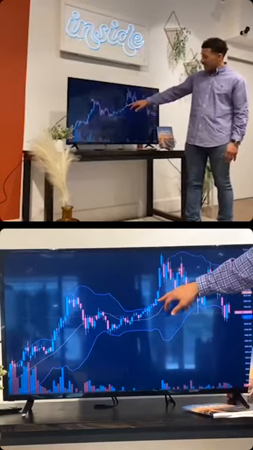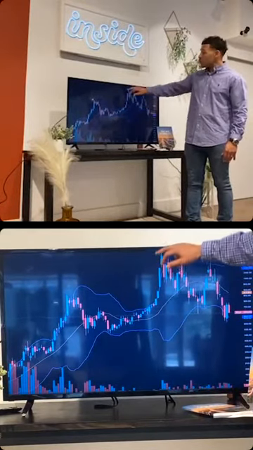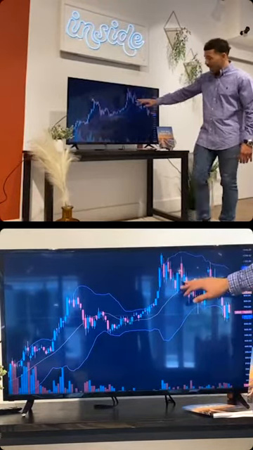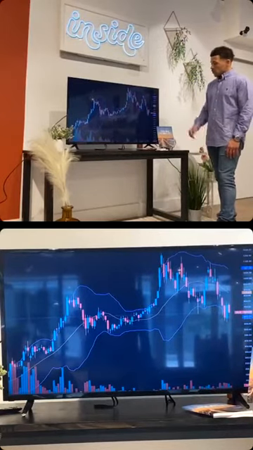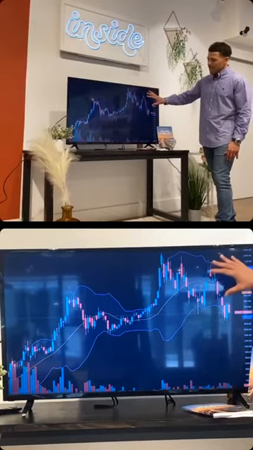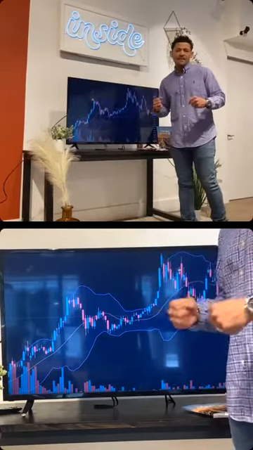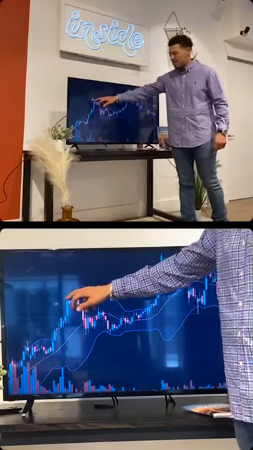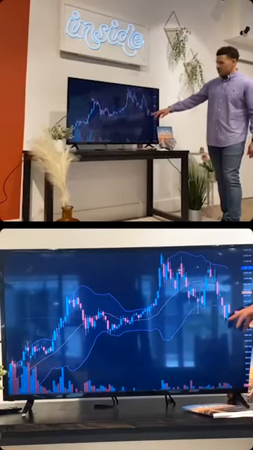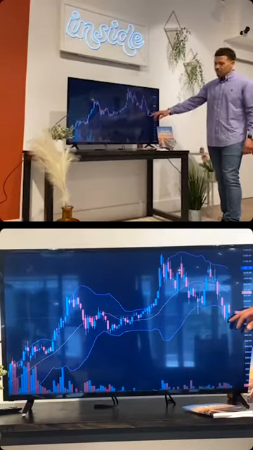Hit this line again, and it blew out of it, right? Bad for the short term. So these lines, moving average price envelopes, they just help you stay safe. You don't want to be buying when it blows out of the channel, and you don't necessarily want to be selling when it falls out of the channel.